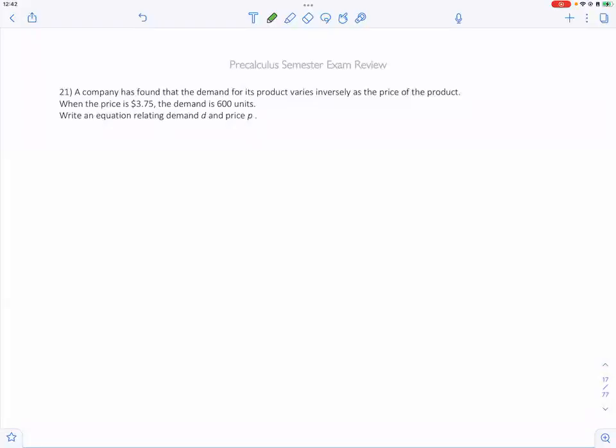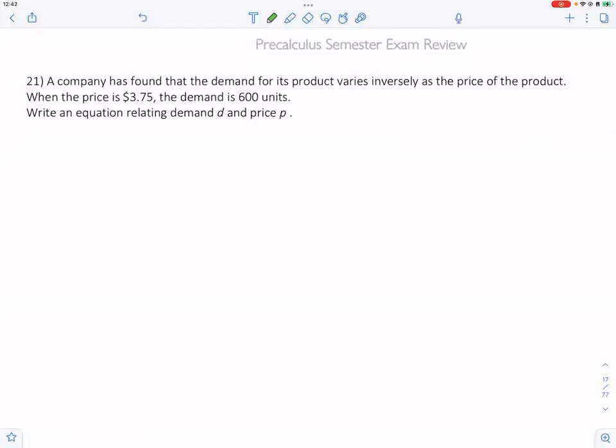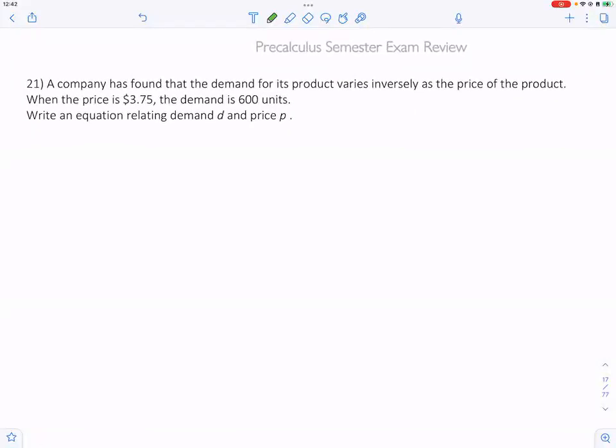Okay, question 21, and this is the question 21 after question 29. For some reason, there was a question 29 earlier. So it says a company has found that the demand for its product, the demand is going to be labeled as D, varies inversely as the price of the product, and price is P. So it's asking us to write an equation relating demand D and price P.